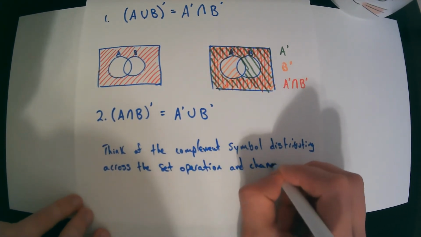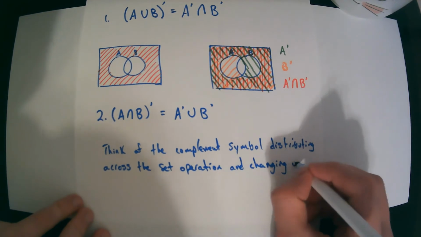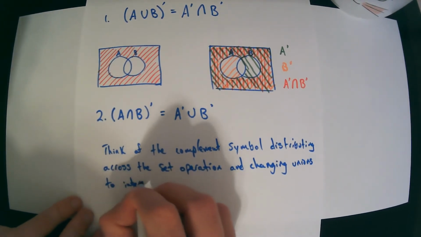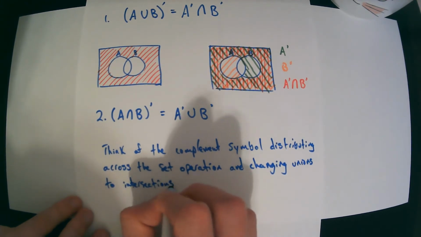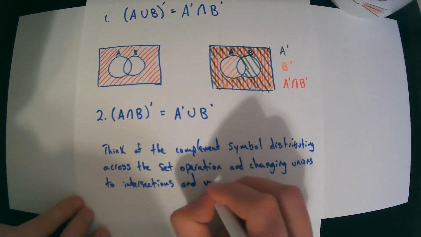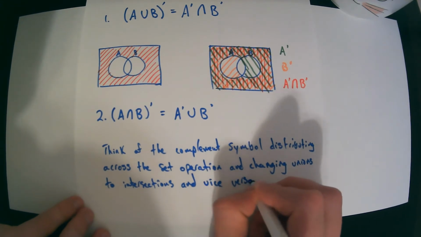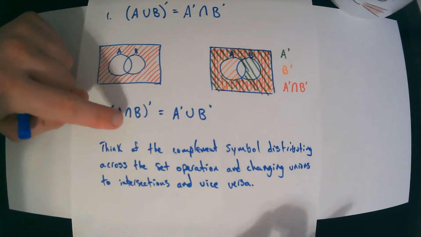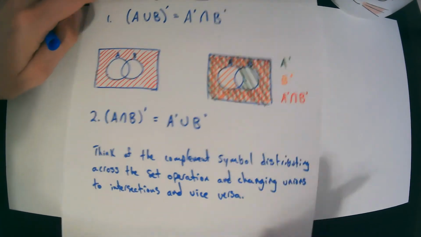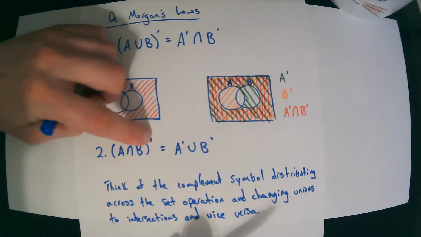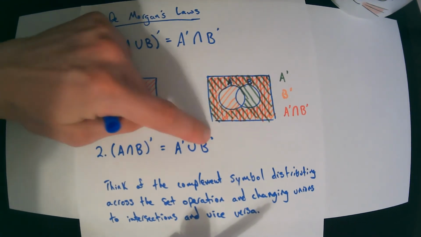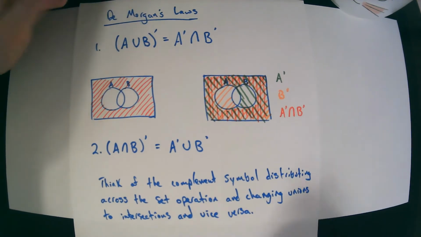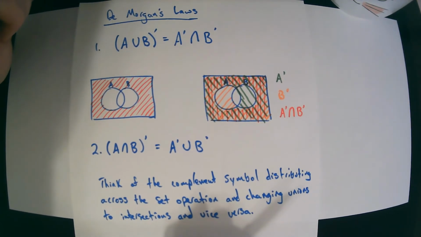And changing unions to intersections and vice versa. Vice versa means the opposite. So it changes unions to intersections and it changes intersections to unions. It kind of distributes, right? It's like you distribute this complement symbol to the A and the B and you flip the set operation in the middle. It's kind of a way to remember how these De Morgan's laws work.